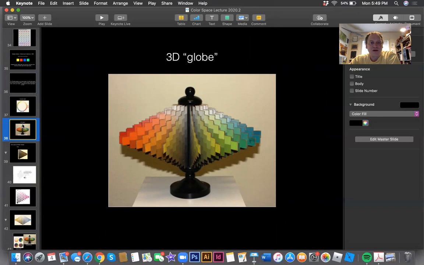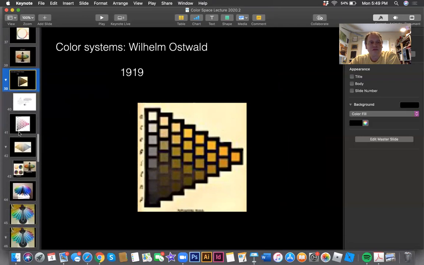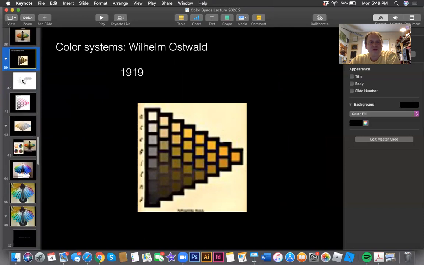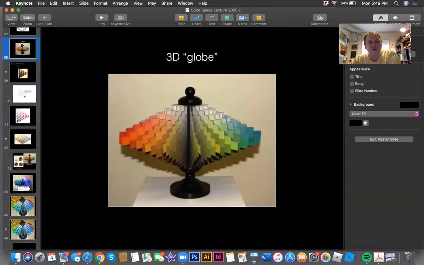And I actually used to make my classes do one of these charts in paint. But you guys have already done each of these things. You've done a grayscale, you've done tone, and you will have done tinting as well. So what you're seeing with this wedge is one slice or leaf of this globe.